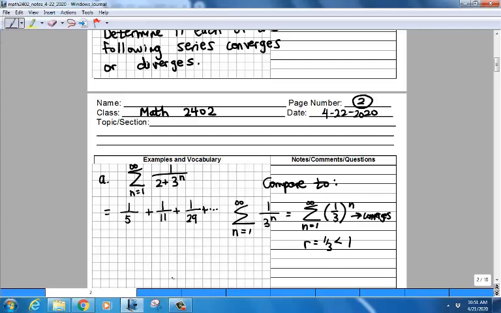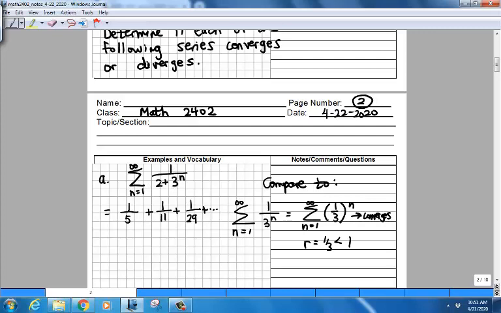So what we're going to do now is, again, compare this series to a series whose convergence or divergence we already understand. The hard part here is picking out what series to compare this to, right? So 1 over 2 plus 3 to the nth. What series does that kind of look like?